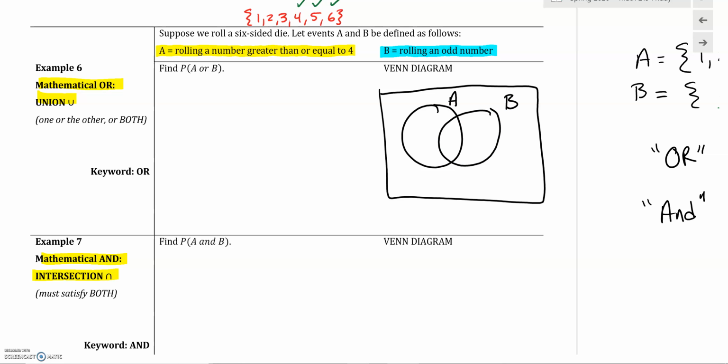What they share in the middle, what number belongs to both event A and event B, is 5. Because 5 is a number greater than or equal to 4, so it belongs in the A bubble. But 5 is also an odd number, so it belongs in the B bubble. Numbers that belong in the A bubble only would also be 4 and 6, because those are numbers greater than or equal to 4. And numbers that belong in the B bubble only, but not in A, would be all the other odd numbers, so a 1 and a 3.